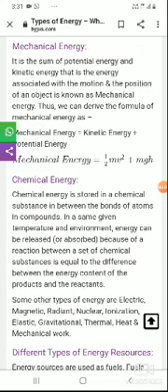Our topic for class 7th, subject science. Now we will discuss today mechanical energy and chemical energy first.